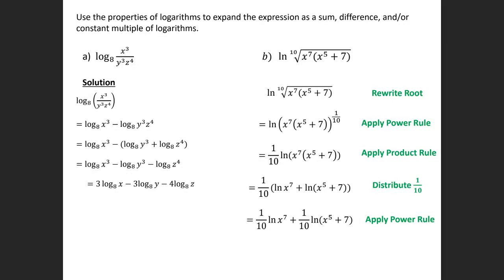So let's go ahead and, oh, I can apply the power rule to the first one, right? I have an exponent of 7. That one I can do. So applying the power rule to that one is going to give me 7/10 natural log of x plus the 1/10 of natural log of x to the 5th plus 7. This one again I cannot touch, but the first one had an exponent that I can simplify using my power rule.